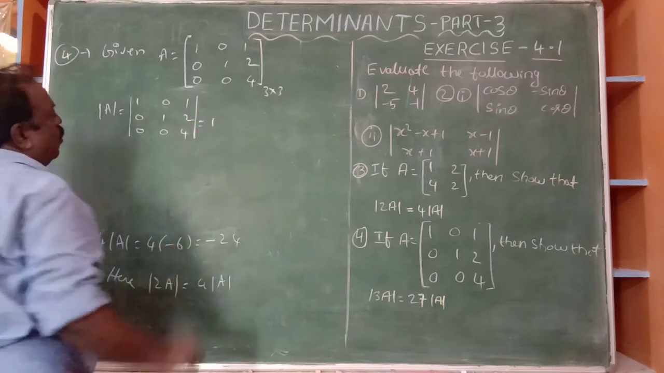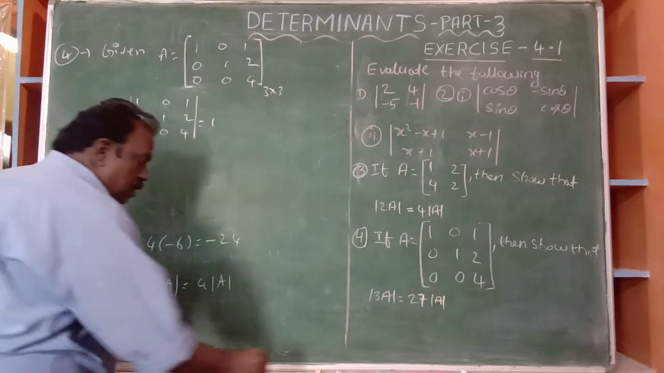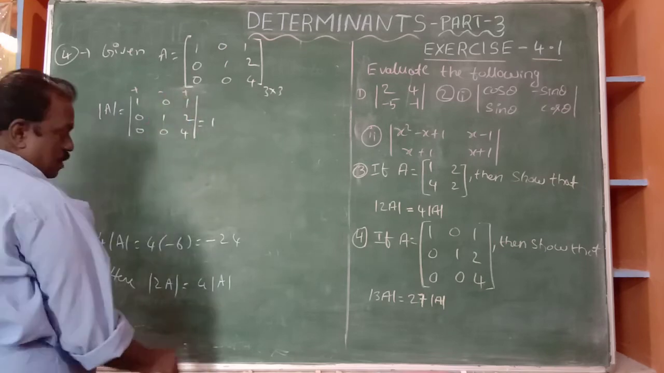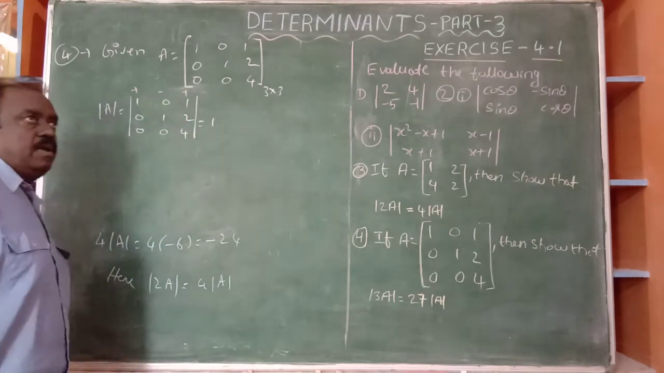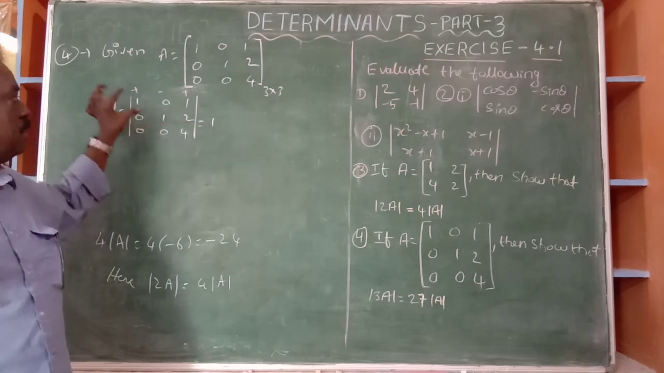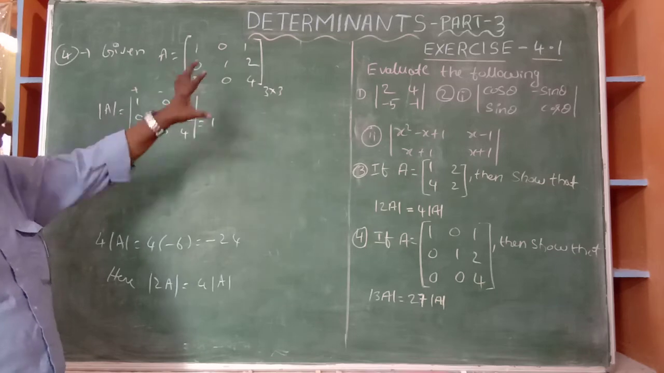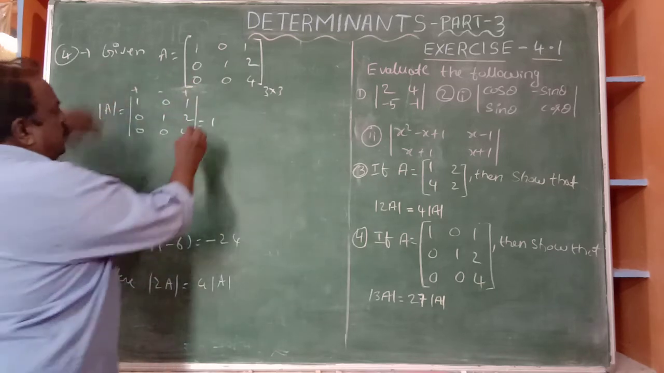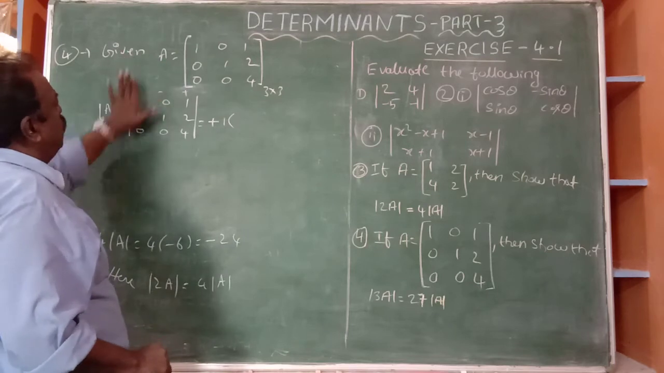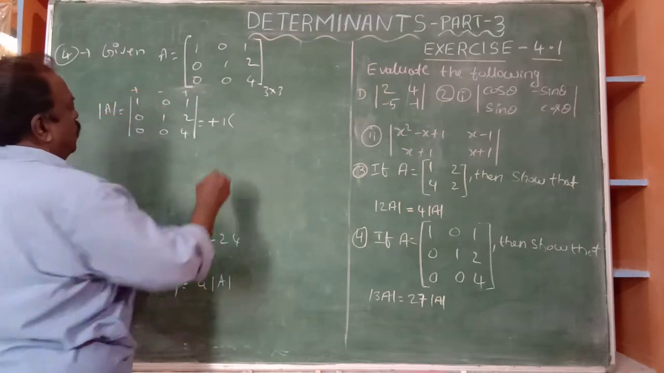I already told you, again I am telling: the signs are plus, minus, plus. The determinant of any 3 by 3 matrix can always be expanded along the first row. You learn that by heart, and you practice only that. So it is plus 1 of that row and column deleted, we get only [1, 2; 0, 4].